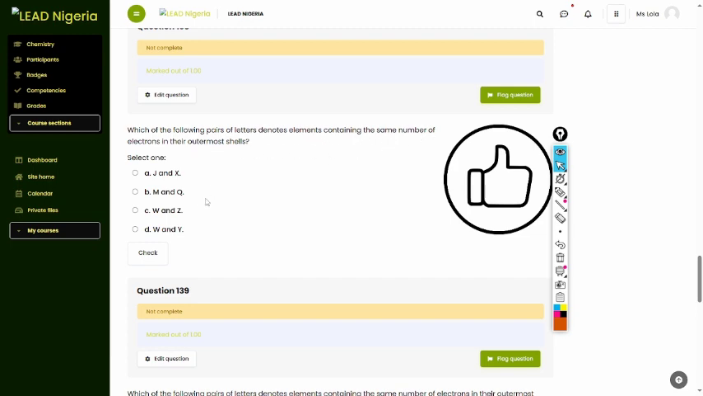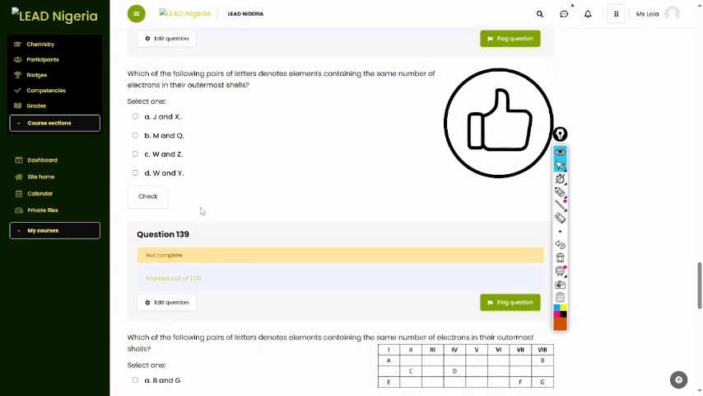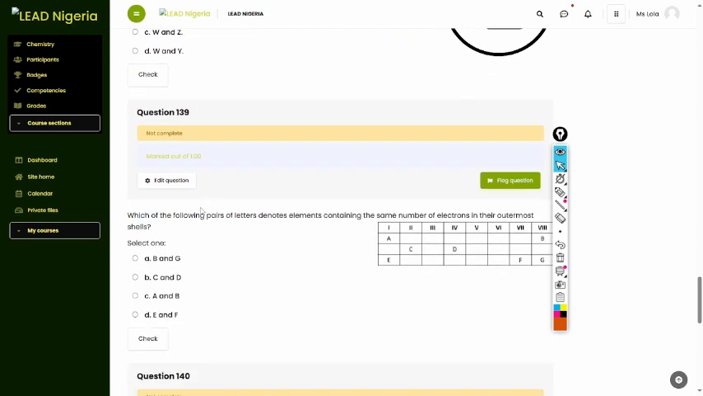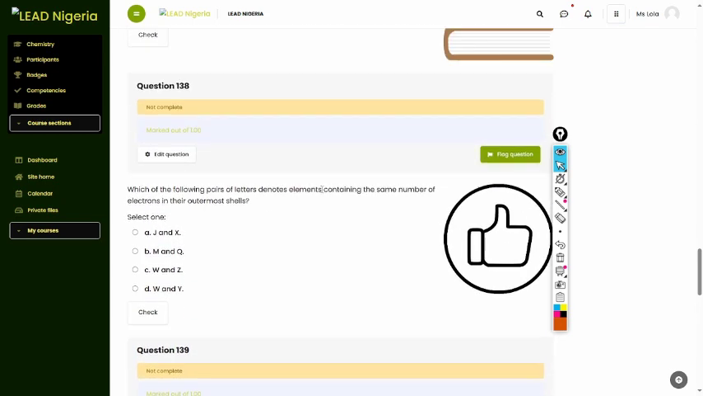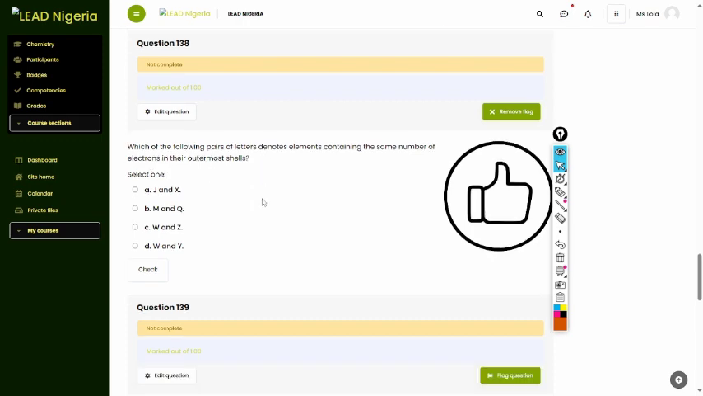Which of the following pairs of letters denotes elements containing the same number of electrons in their outermost shell? There should have been a table for this, but there is none, so this question will be flagged. The letters should have been denoted in a table, so we'll skip this question. But remember that elements that have the same number of electrons in the outermost shell belong to the same group.